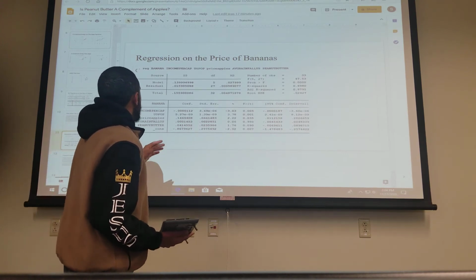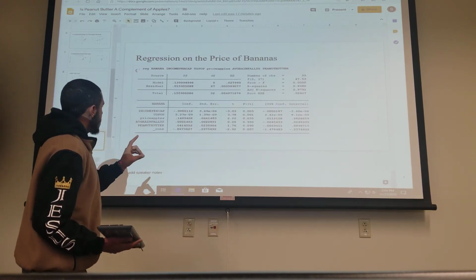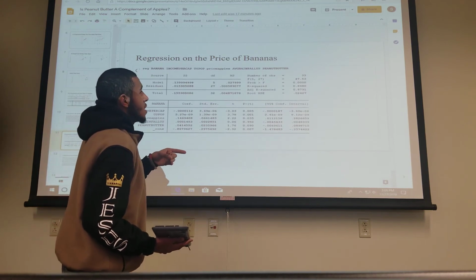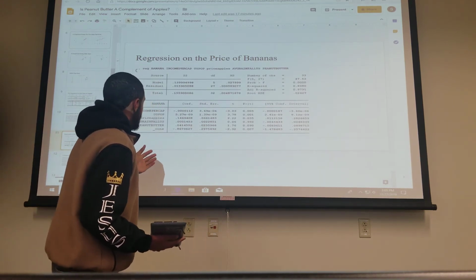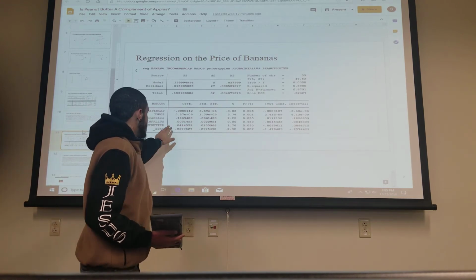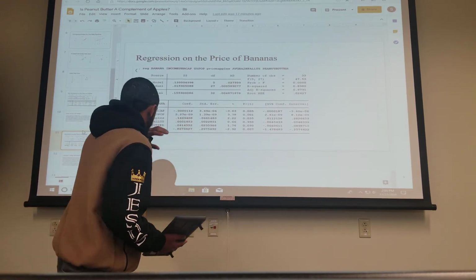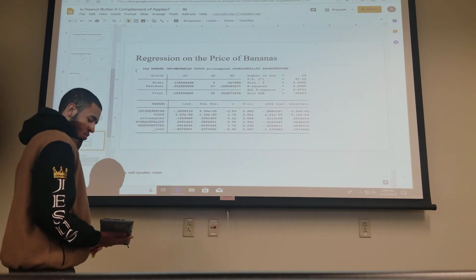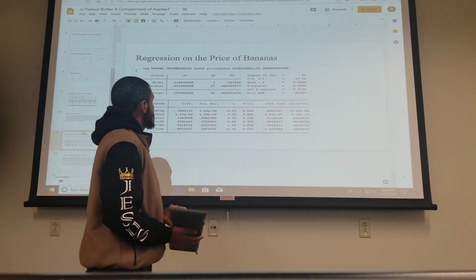Price of peanut butter goes up $1, you buy 0.41 more bananas. So technically, they're kind of weak substitutes. We would expect this to be negative if they were complements. And that was not the case, unfortunately, so it didn't work out so hot in explaining that relationship.